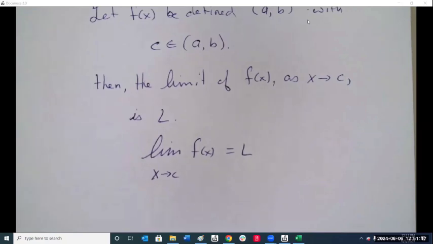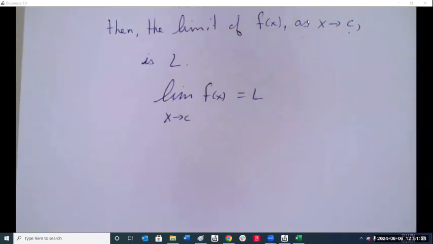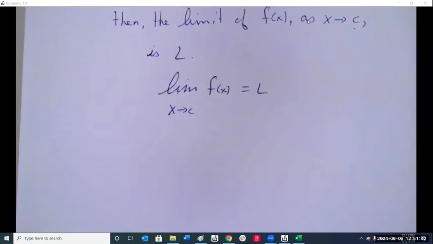Now, how do we prove this? The limit of some function as x approaches c is L. What does all this stuff mean? We have to introduce the formal definitions of this.